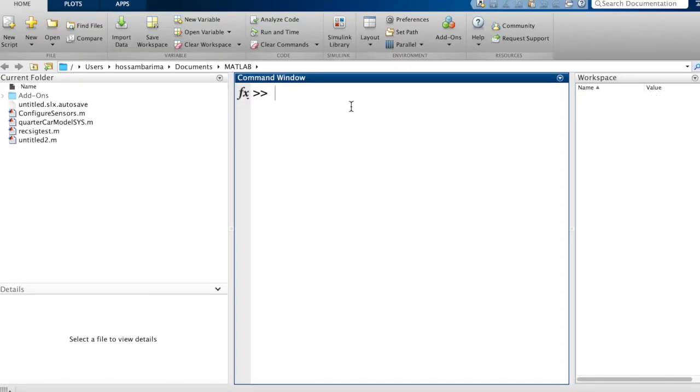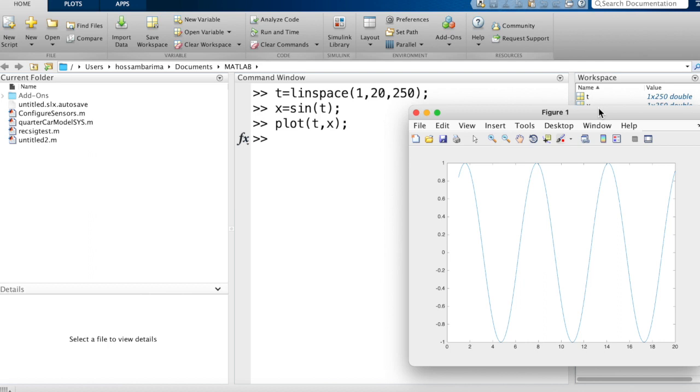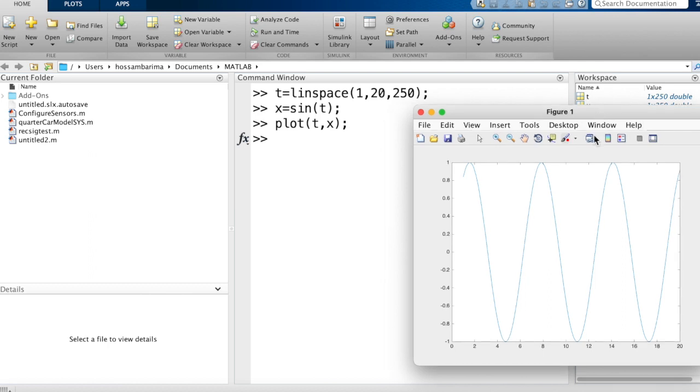First, let's test our commands. The linspace function generates linearly spaced vectors. That means it gives direct control over the number of points. Here we will get 250 points. Let's draw a sine wave. As we can see, this is the sine wave we all know.